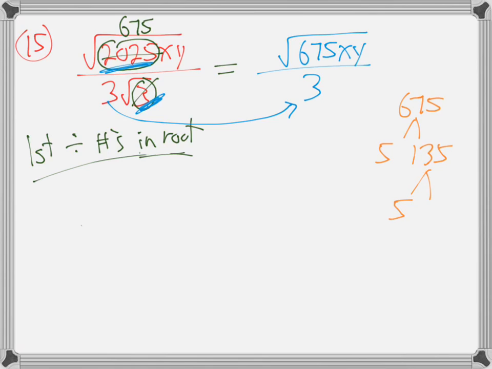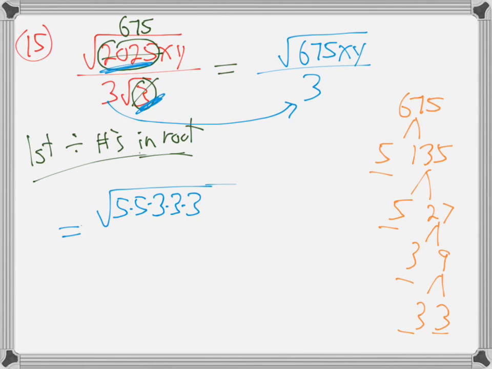Okay, well, I'll just keep going with the 5. I don't know. Am I doing this right? Yeah, and then that's 5 divided by 5 again. That's 5 and 27. Thank you. And then 27, 3 times 9. 9 is 3 times 3. So 5, 5, 3, 3, 3. So that means this becomes the square root of 5, 5, 3, 3, 3, xy over 3. So far, so good.